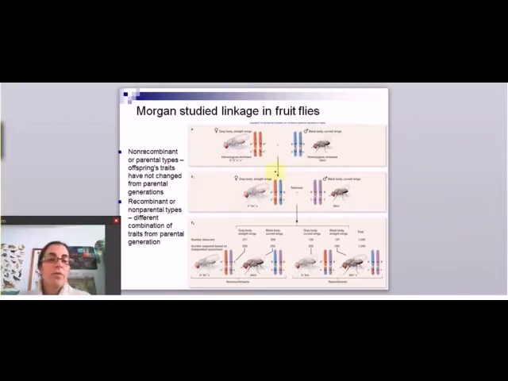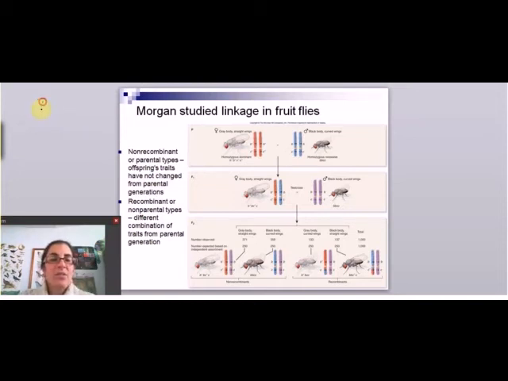So the person who most understood and studied linkage was a guy called Thomas Hunt Morgan, who was working on genetics in the early 1900s. And he focused not on plants, but on the fruit fly. And so he looked at traits in the fruit flies, and just to give you a little background about fruit flies, they use a totally different lettering system, of course, than we use in plants.